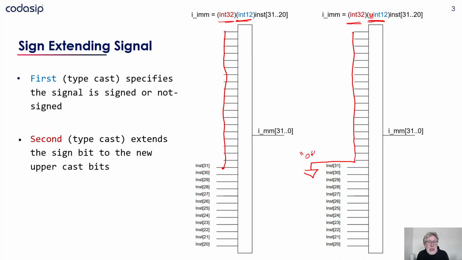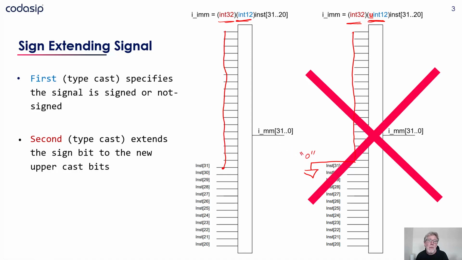Now I can't get a -1 if I do my first casting as unsigned, because I'm specifying that the lower 12 bits is not a signed value, it's unsigned. So when we do a double cast, the first cast is specifying whether the lower bits are signed or not, and the upper cast, or the second cast, is going to tell us how many bits to extend it. So for signed immediates to extend to 32 bits, you must do a signed cast where both of them are signed as integers.